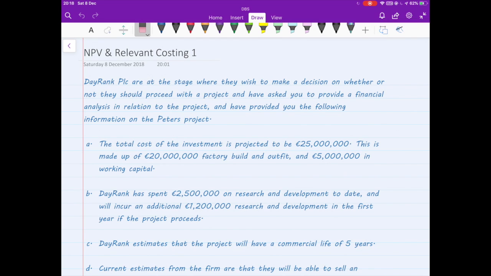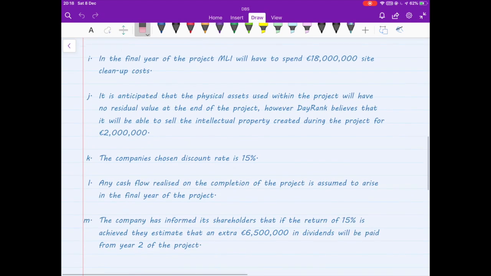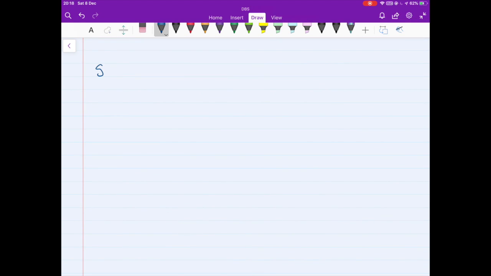So now we're going to look at a net present value question with irrelevant costing included. And this is a question where there's a series of pieces of information available in relation to a firm. You'll find the full question online. So we have a number of figures, therefore, that we're going to build across on this. So we have a number of years that we're going to deal with.